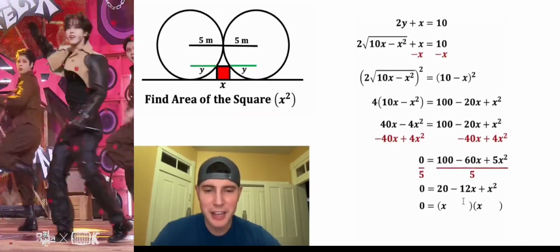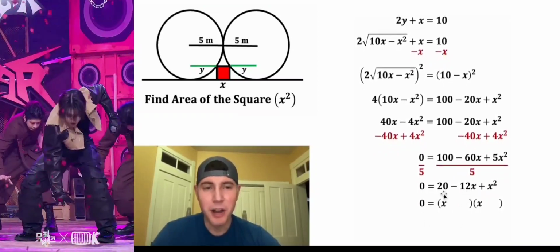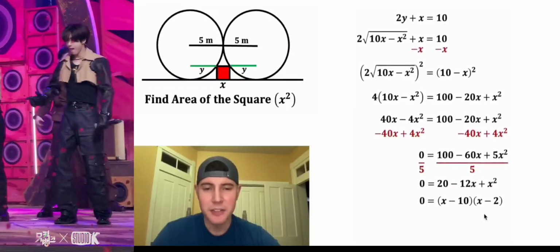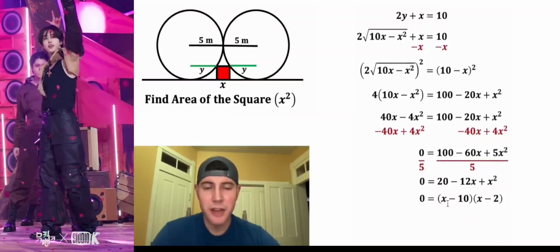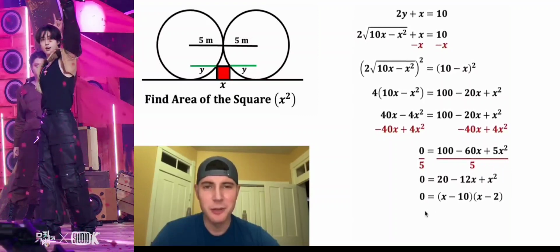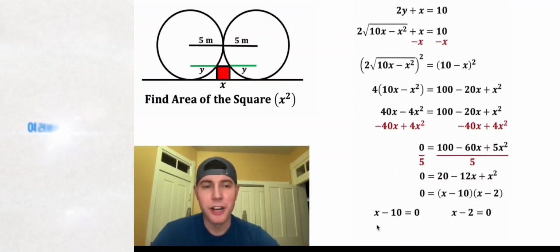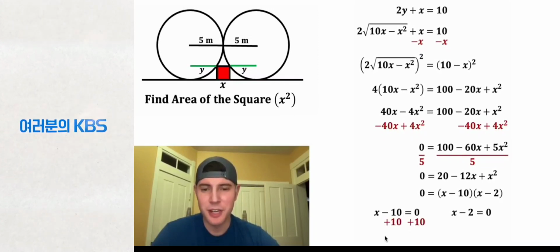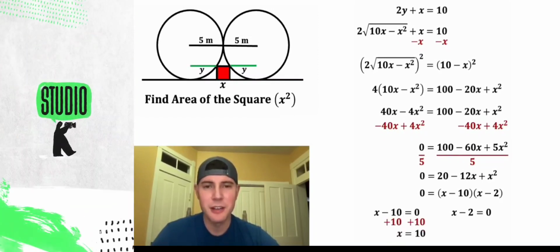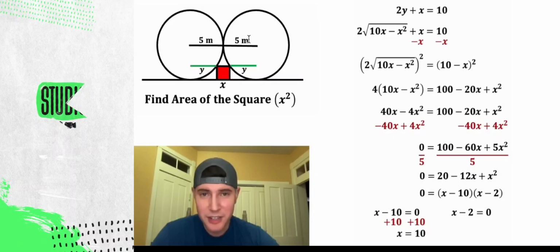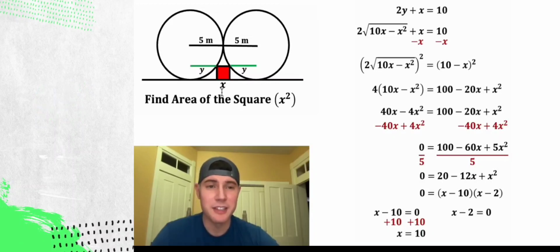We need 2 numbers that add to negative 12 and multiply to positive 20. Well, that's going to be negative 10 and negative 2. So we have (x minus 10) times (x minus 2) equals 0. That means that either this equals 0 or this equals 0. So for x minus 10 equals 0, we can add 10 to both sides, and we get x equals 10. But we can see right here, since the radius is 5, there's no way that x is 10. So this is not a valid solution.